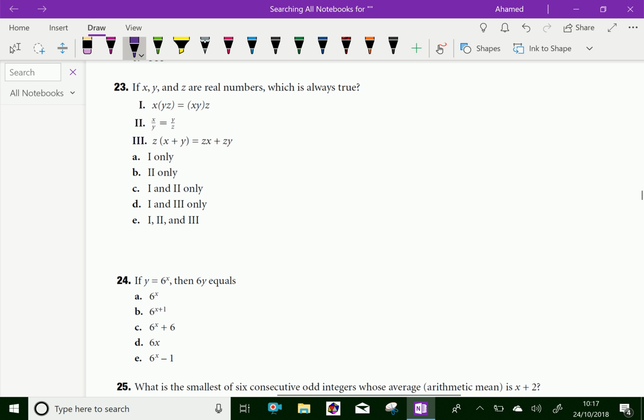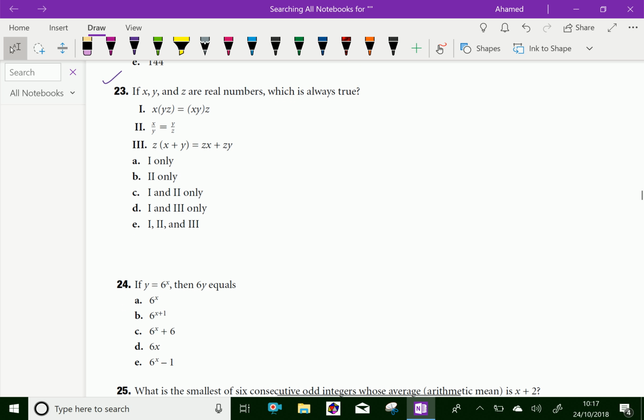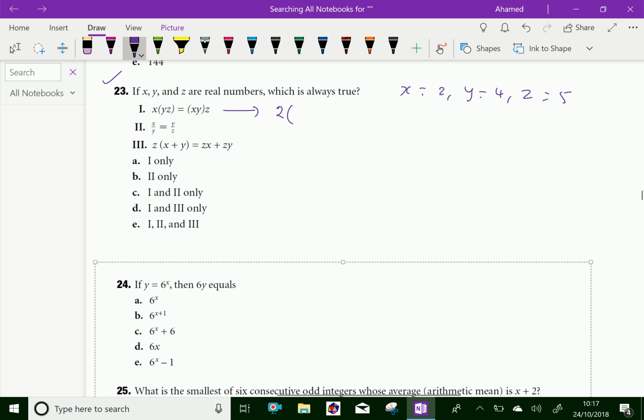Now next problem. If X, Y, and Z are real numbers, which is always true? Here the first choice is X into YZ equals XY into Z. The first option is possible; let us take some numbers. X equal to 2, Y equal to 4, and Z equal to 5. Now X is 2, and YZ is 4 into 5, which is equal to XY, 2 into 4, into 5.